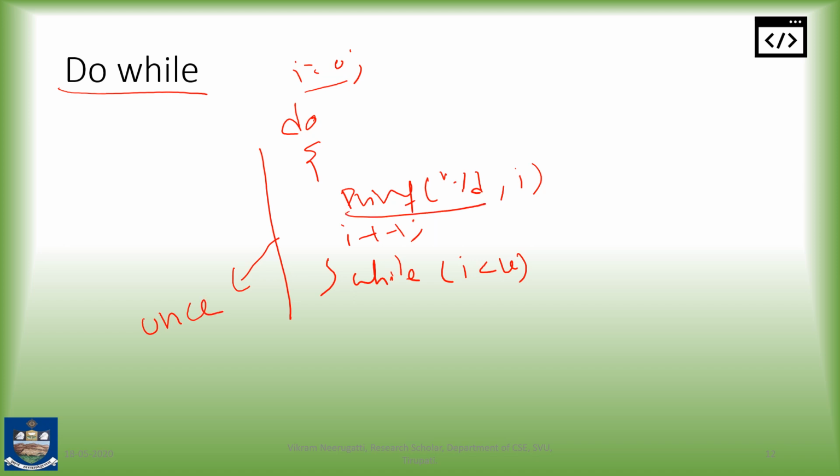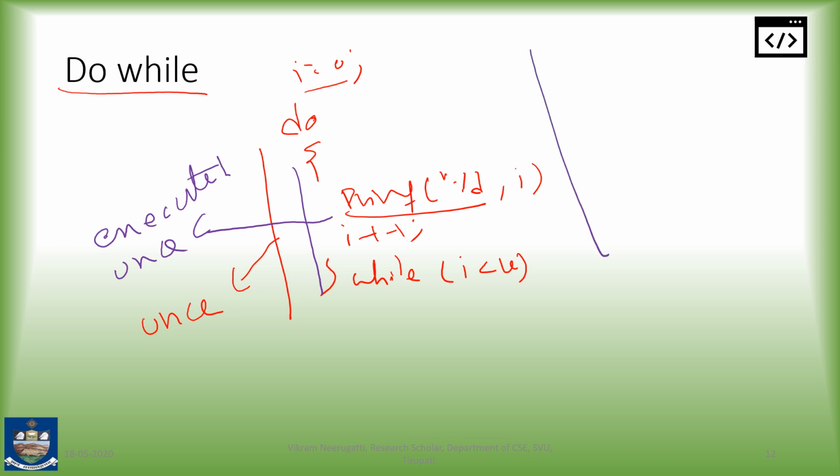This is the body. This will be executed once. There may be some situations where we need to execute the statements once without checking any condition. Then based upon the conditions we need to check the things. This is the do while statement.